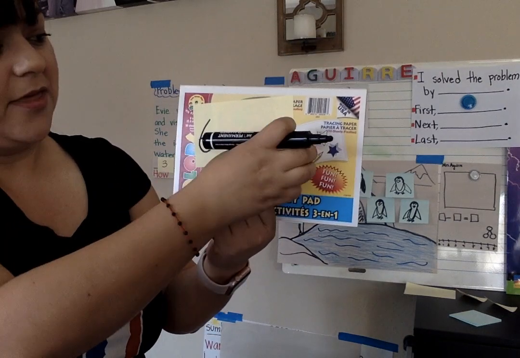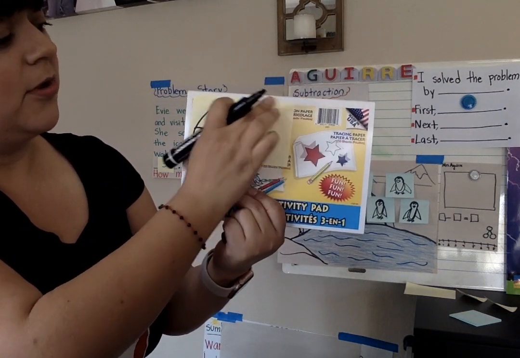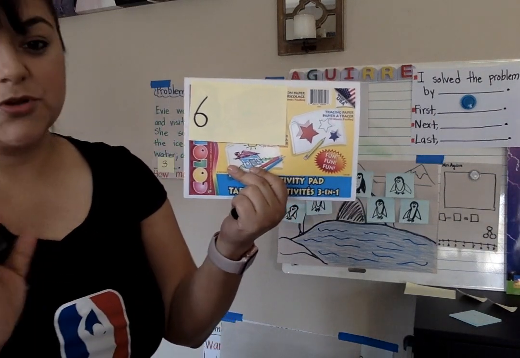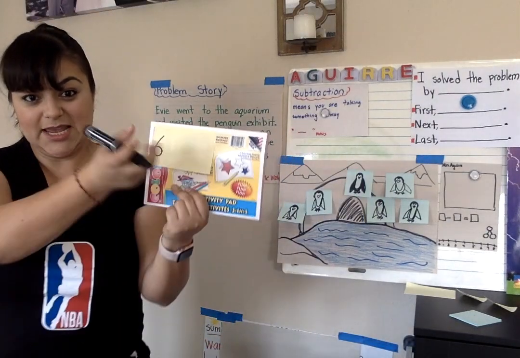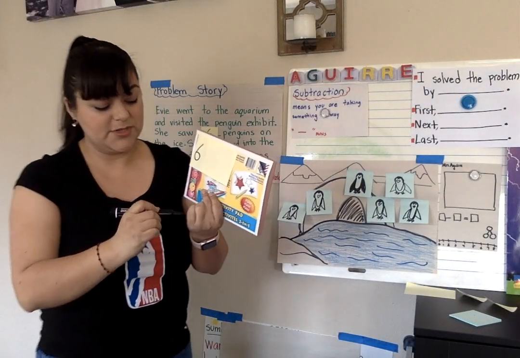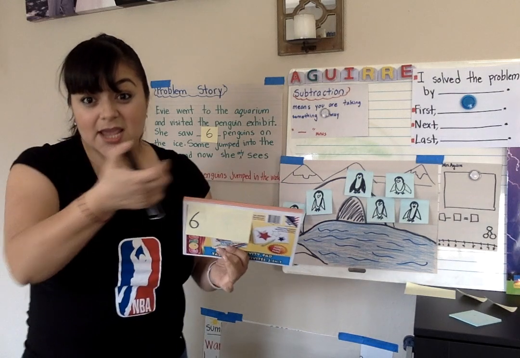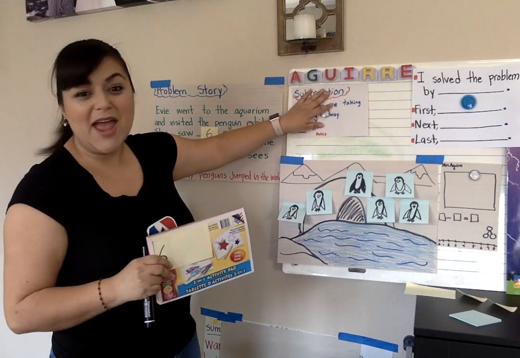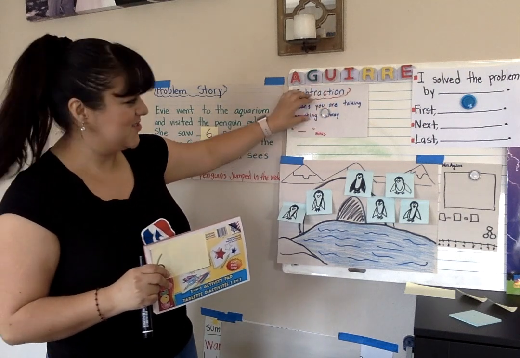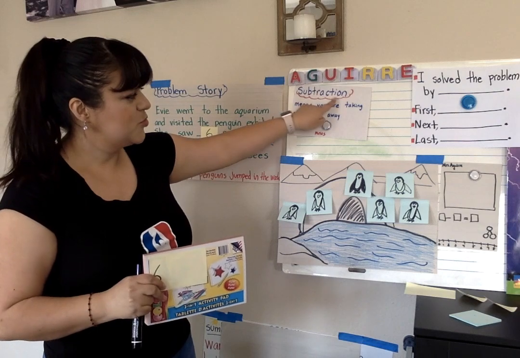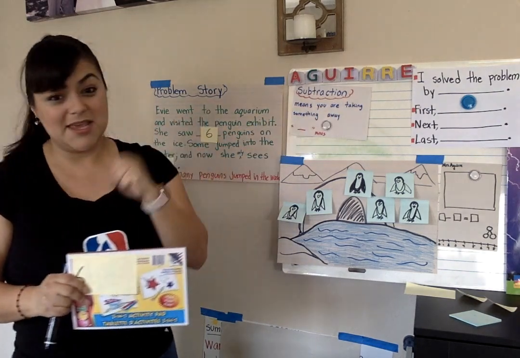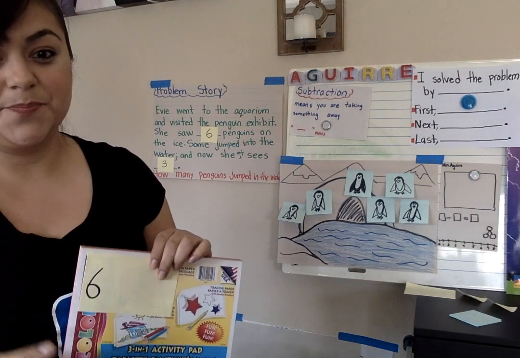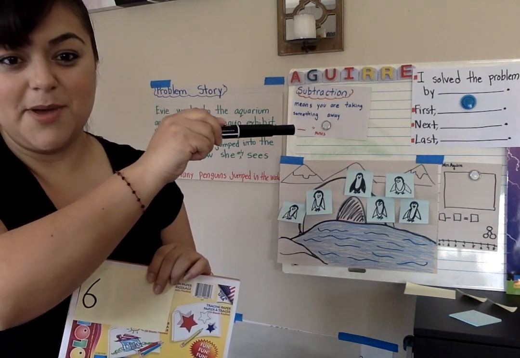Now, what type of math are we going to use to solve this problem? If they're jumping into the water and we're taking away, who remembers what that's called when we take something away from a quantity? Subtraction. Yeah, and I had it here just to give you a clue. So remember, subtraction means you're taking something away. So we're going to be using the minus symbol. So I see the minus symbol.